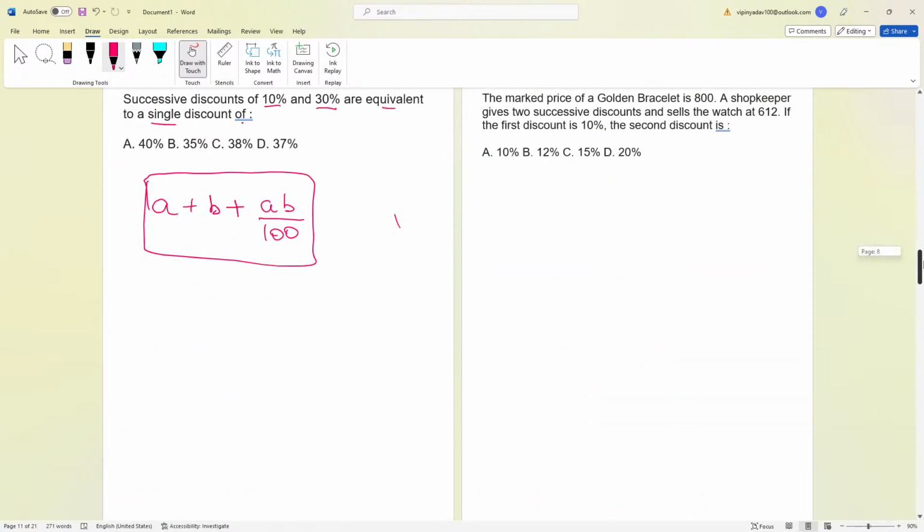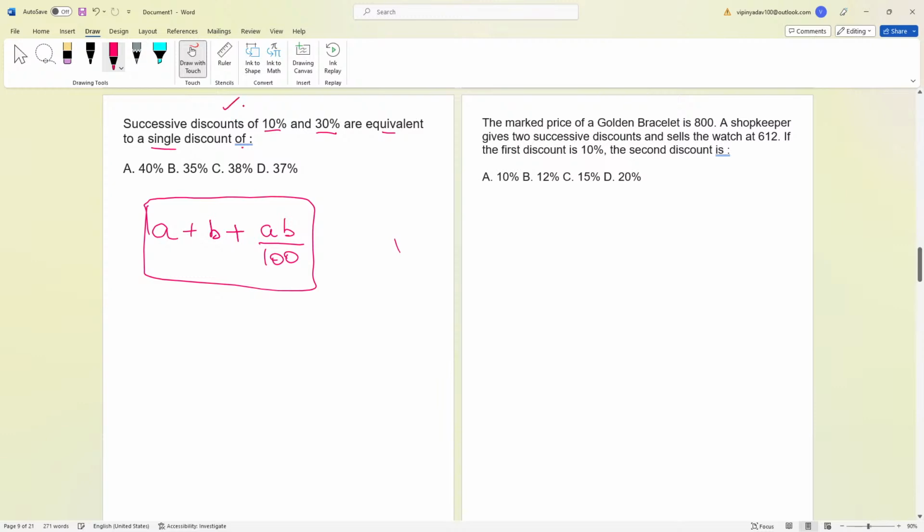Now, let us move to this question. It says that there is a discount, and whenever we are talking about a discount, we are always going to reduce, that is, subtract. So if I have 10%, that will be minus 10 I'll be using. If it is 30%, in the second case, A I'll be taking as minus 10, then B I'll also be taking as minus 30 over here.